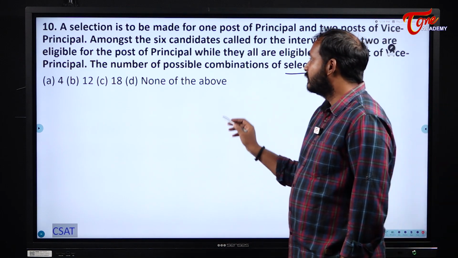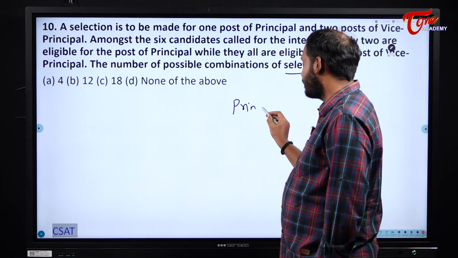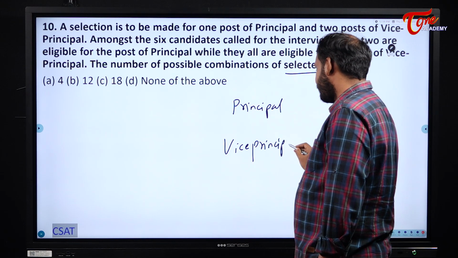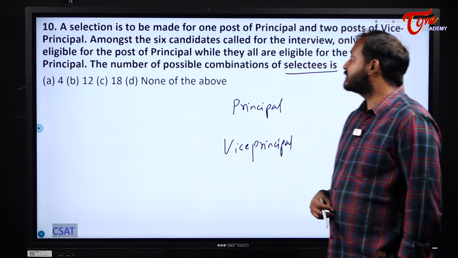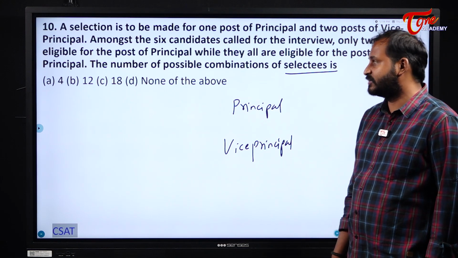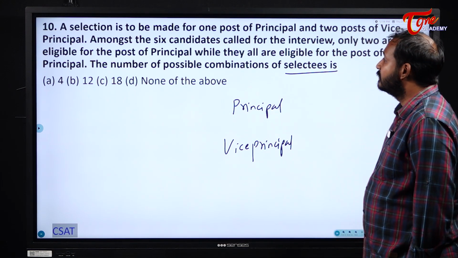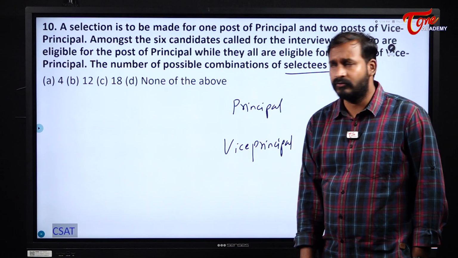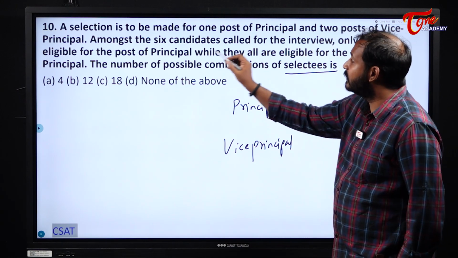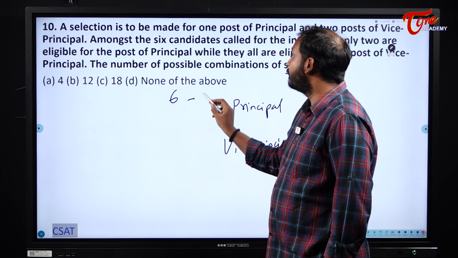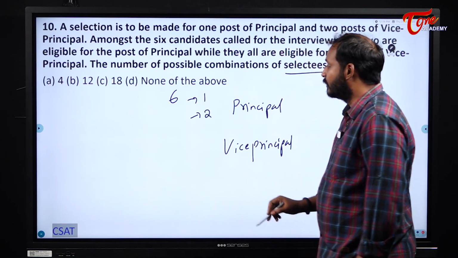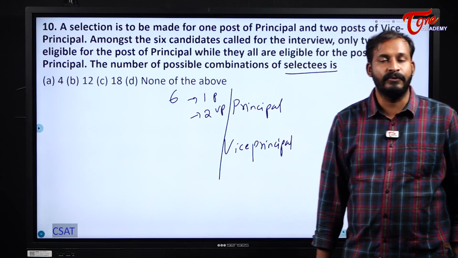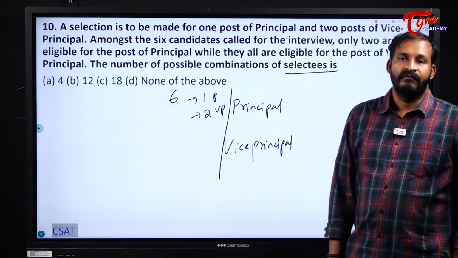Now see here, students, we have principal post and we have vice principal post. Among the 6 candidates called for the interview, only 2 are eligible for the post of principal, while all are eligible for the post of vice principal. So first of all, how many are there for us? 6 candidates are there. So 1 principal and 2 vice principal I need to fill. Now please see here, tell me, students, which post you will fill first.